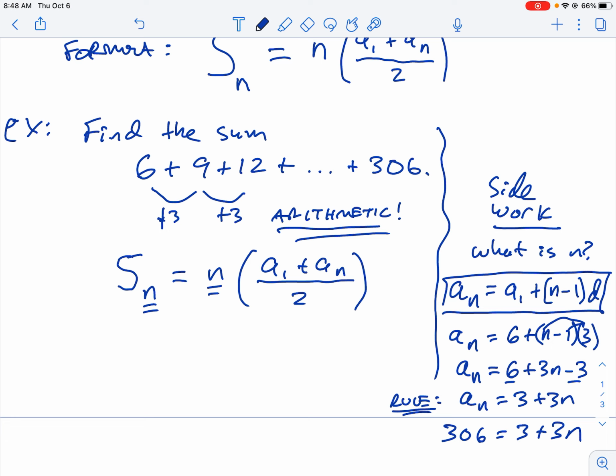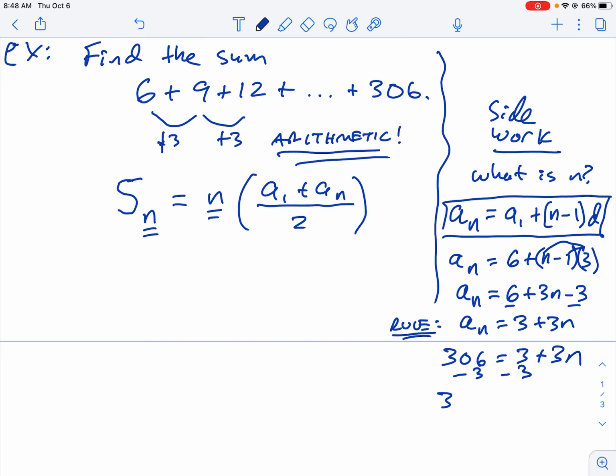Okay, so how do I solve here? You already did it, yeah. So we subtract 3, right? We get 303 equals 3n, and then you divide by 3. That looks correct, 101. Okay.